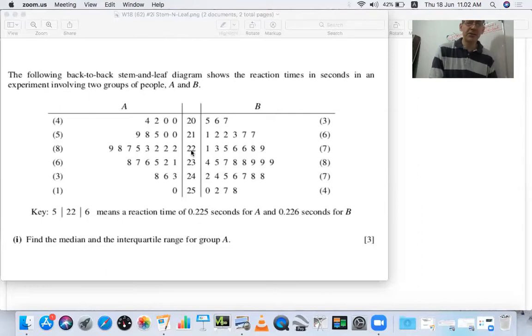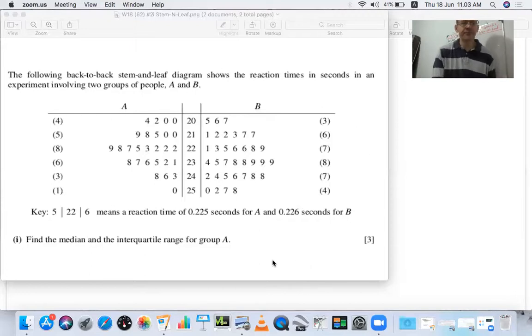So they just put the 22 for the stem and the 5 over here on the left, which would be this 5 right there. And then 226 means 0.226. Here's the 22, and it's one of these 6s here. 0.226 is for, again, the B group. So your key helps to identify the place values. Are we dealing with 0.22? Are we dealing with 225, 226? Are we dealing with thousands? The key is very important for establishing the place value of these numbers that are grouped together in the stem and leaf plot.